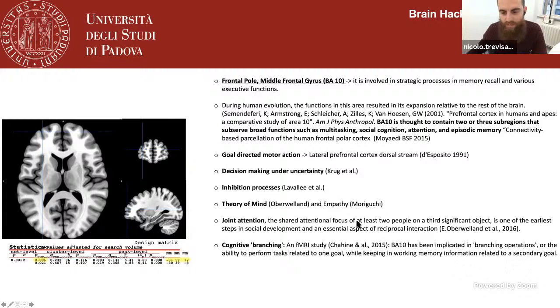And then we have the joint attention. So there's a shared attentional focus of at least 2 people on a third significant object, so the 2 players and the game. And the cognitive branching. The cognitive branching is the ability to perform tasks related to one goal while keeping in memory the information related to a secondary goal. And this, I think, actually explains pretty well the chess game by itself.